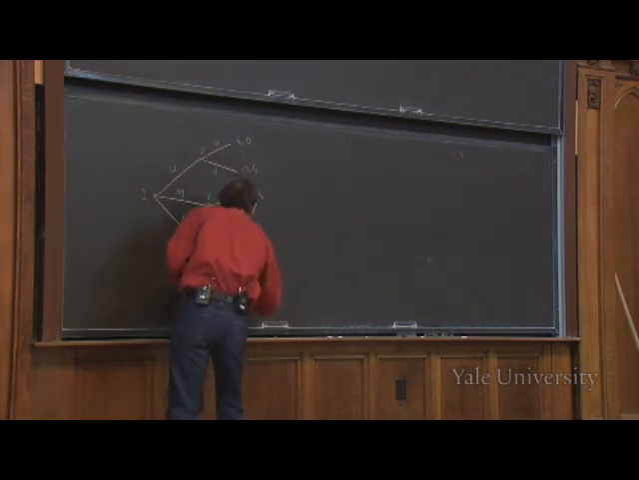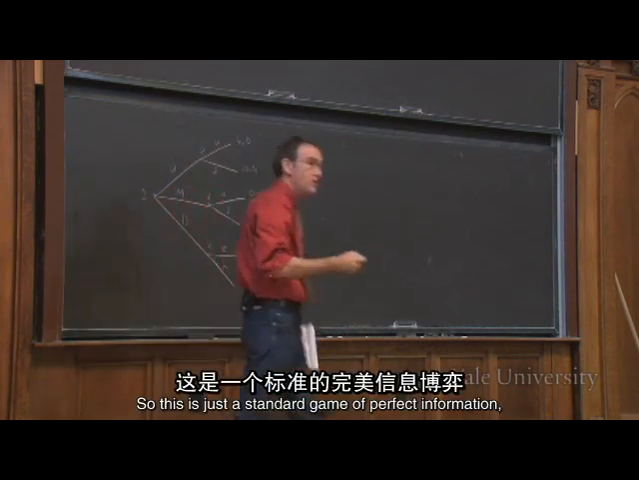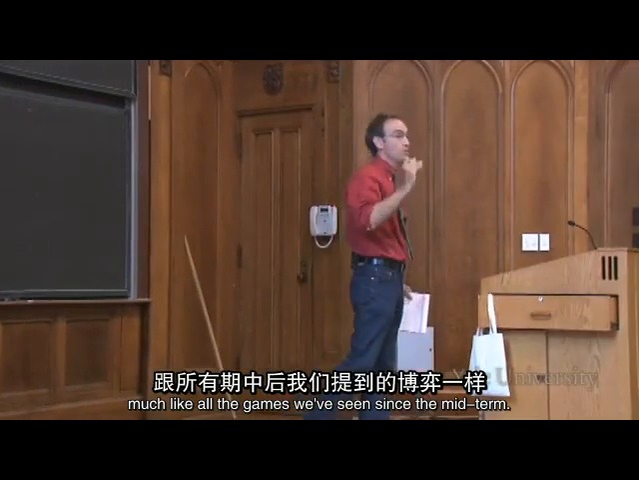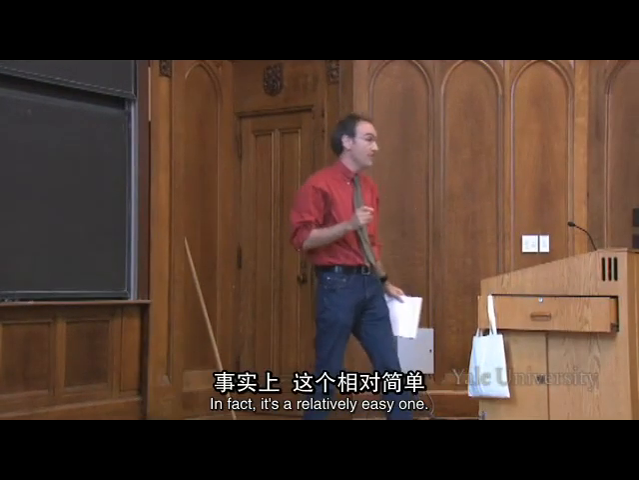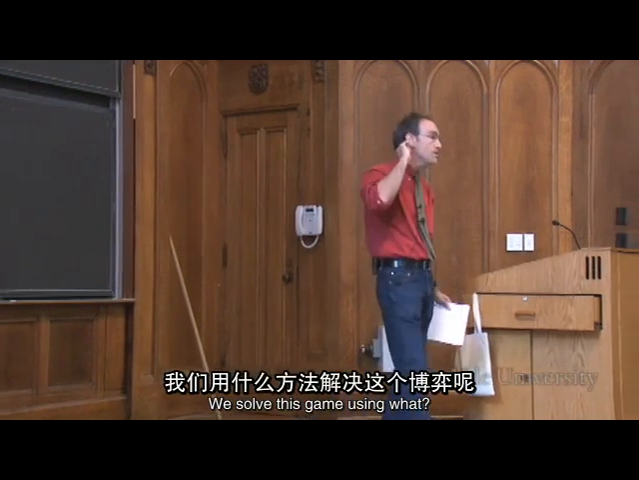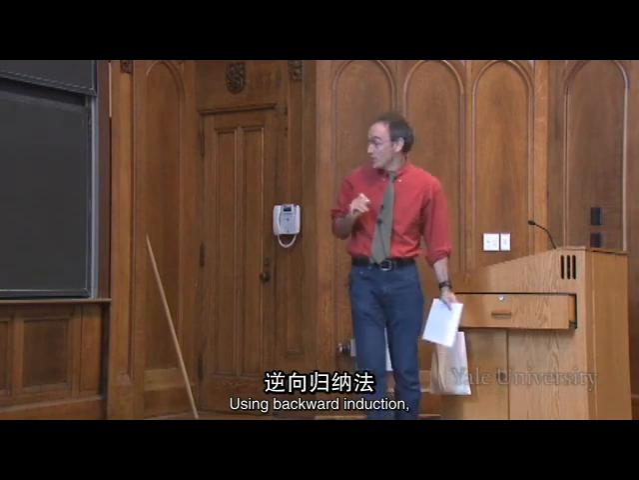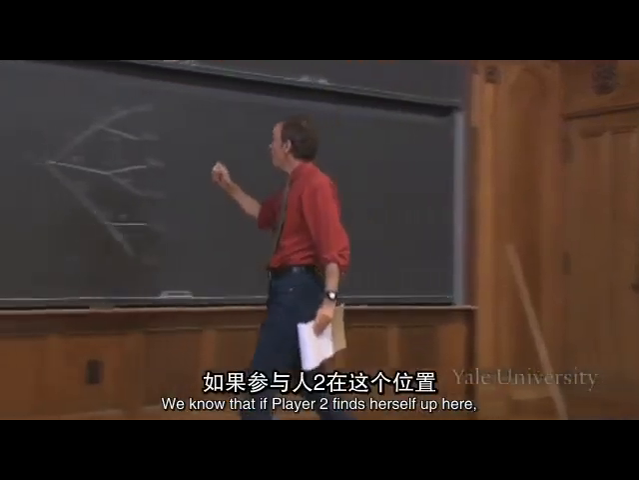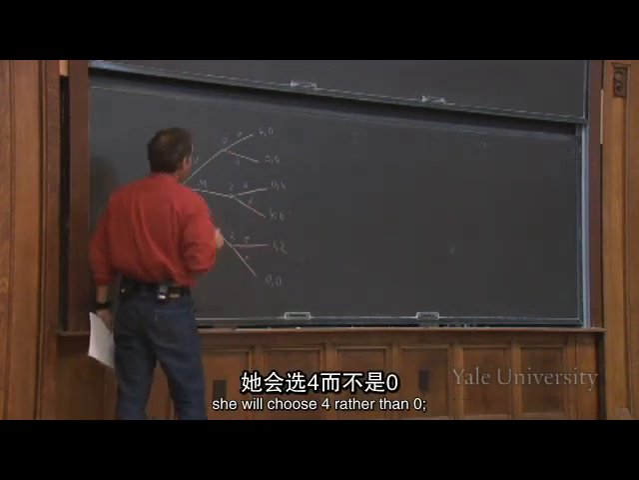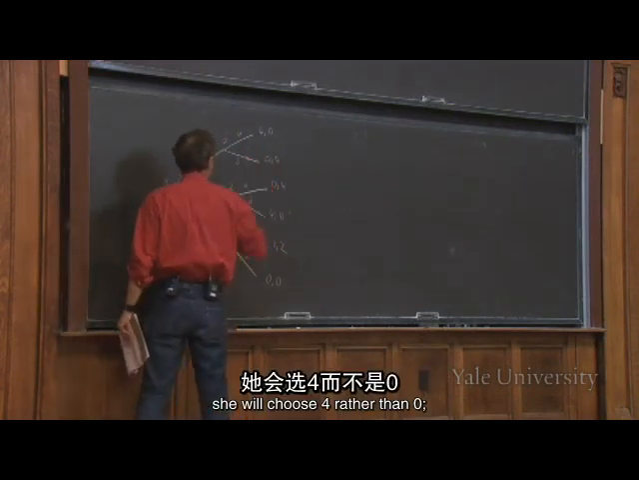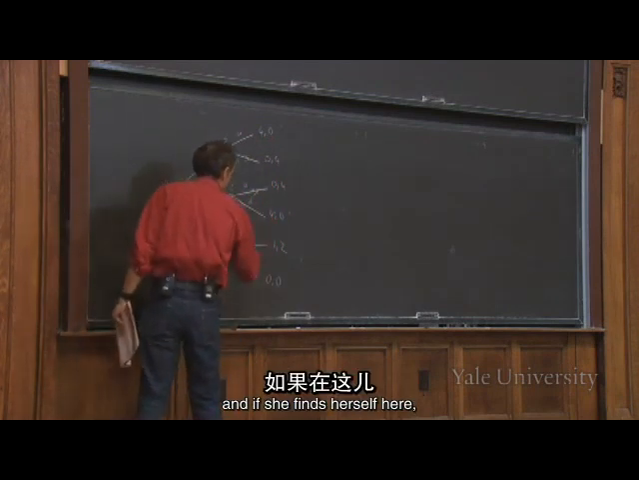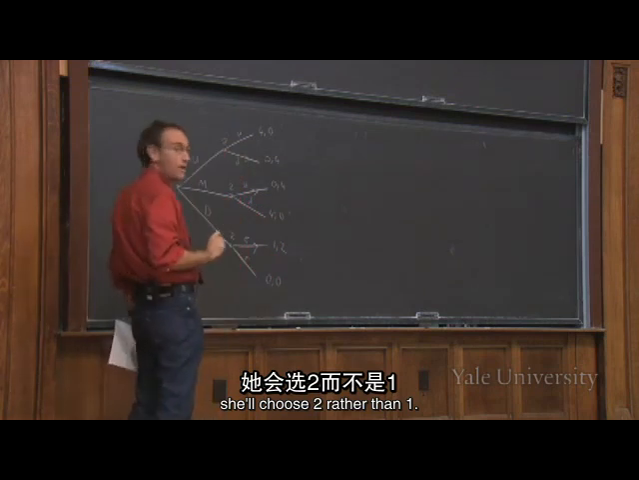So this is just a standard game of perfect information, much like all the games we've seen since the midterm. In fact, it's a relatively easy one. So we know how to solve this game. We solve this game using what? Using backward induction. And that isn't so hard here. We know that player 2, if player 2 finds herself up here, she will choose 4 rather than 0. If she finds herself here, she'll choose 4 rather than 0. And if she finds herself here, she'll choose 2 rather than 1.